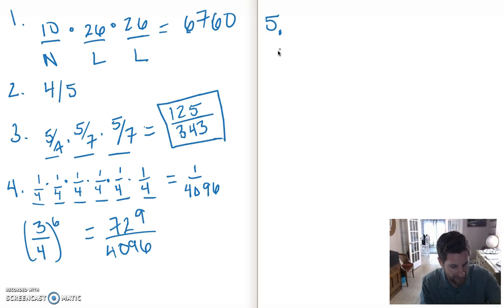Alright, a bag contains 4 purple and 3 white marbles. 2 are drawn at a time. What's the probability a white marble is drawn and not replaced, and then a purple marble is drawn second? Okay, so we got white. The white marble is going to be 3 out of the total 7. I throw it out though, I'm not replacing it. And then what is the probability of the second one, which is purple? That's going to be 4 out of 6.